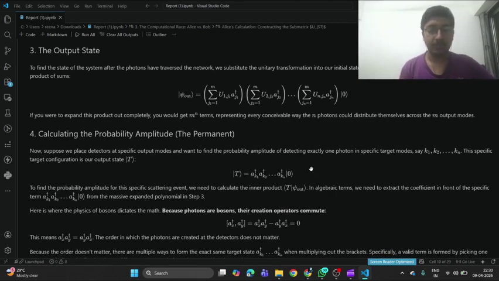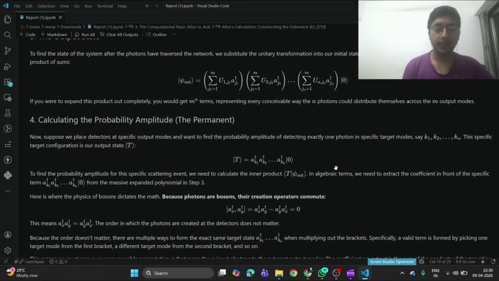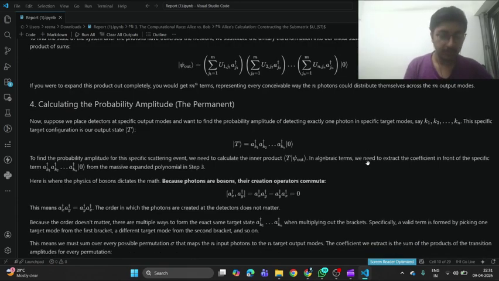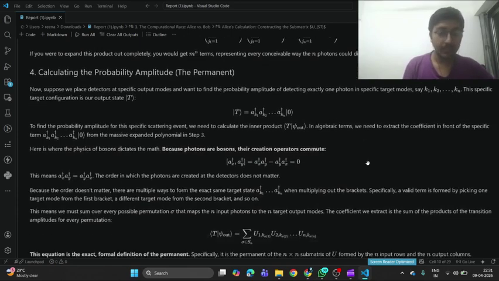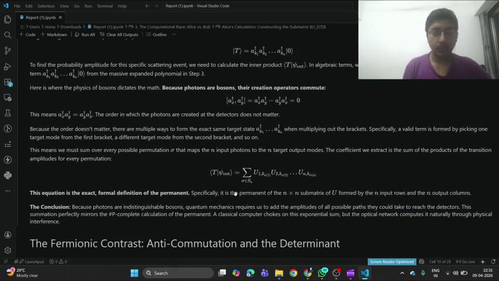To find the probability, we must first find the inner product between them to get the amplitude. Another important property required here is that for bosons, the creation operators commute, meaning that we can write a_k1 dagger a_k2 dagger as well as a_k2 dagger a_k1 dagger. This way we can write this output state t as all the possible permutations of k1, k2 up until kn. When we find the inner product between t and the output state psi, we get the following mathematical structure, where sigma represents all the possible permutations of k1, k2 up until kn.